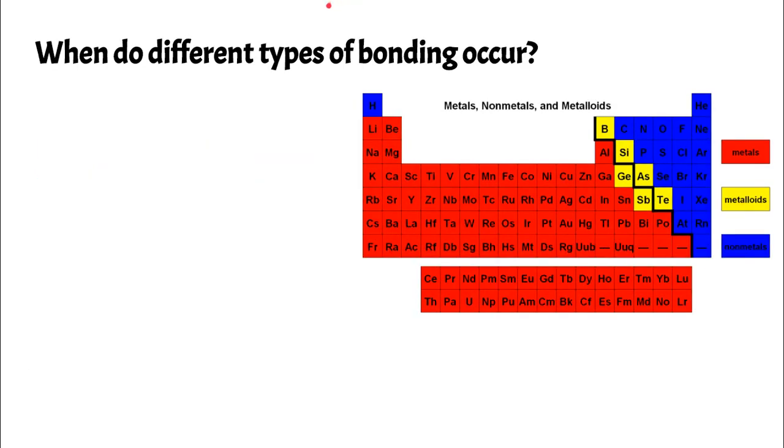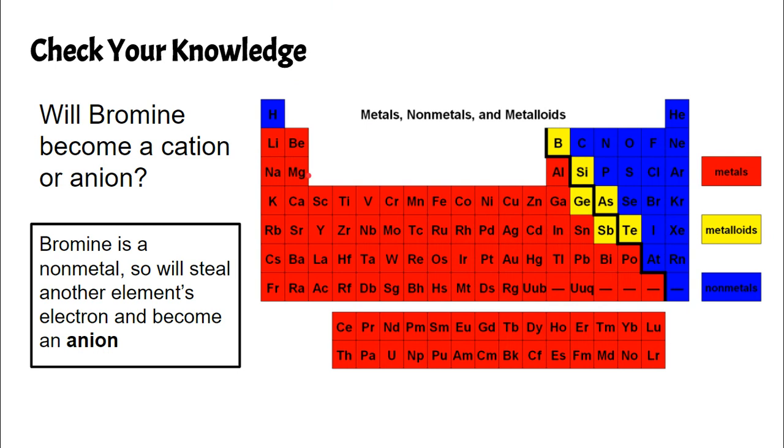So hopefully you looked at your periodic table and you saw that bromine is over here. It is in blue, so it is a nonmetal. We know that nonmetals hold on to their electrons tightly. So bromine is not going to give up electrons, it's going to take electrons. So because it will receive negative electrons, it's going to be an anion.